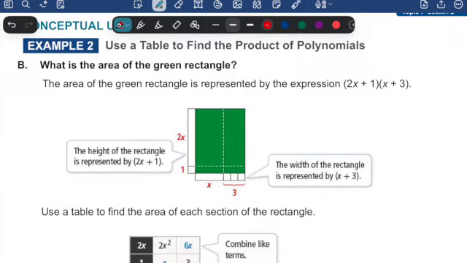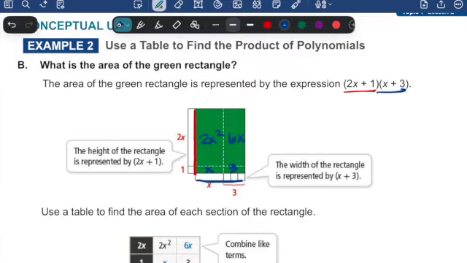What is the area of this green rectangle? So again, it's just using algebra tiles as an area model. Okay, so the first binomial is 2x plus 1. That's what we have here on this side. And the other binomial is x plus 3. That's what we have on this side, and you can see the algebra tiles. Okay, and then we're just going to fill in the individual areas. 2x times x is 2x squared. 1 times x is x. 3 times 2x is 6x. And 3 times 1 is 3.